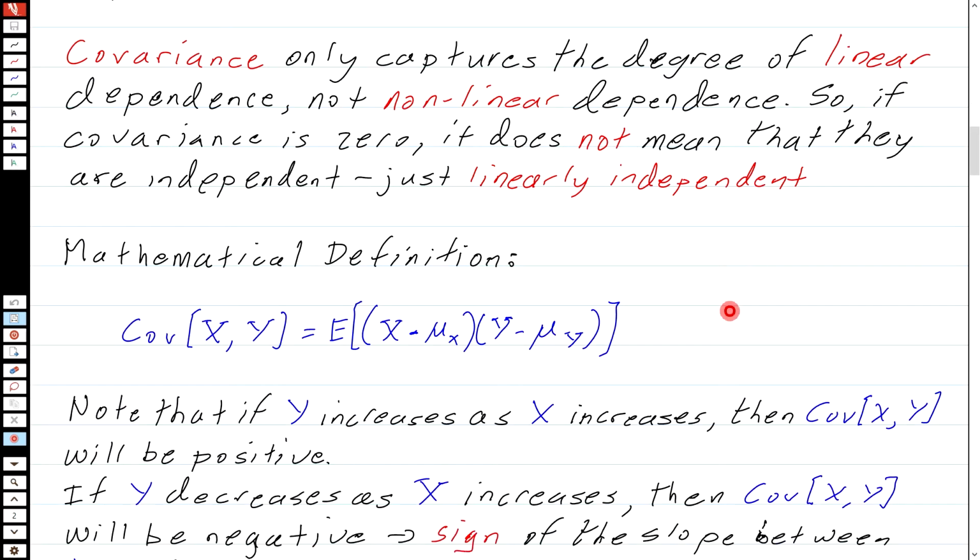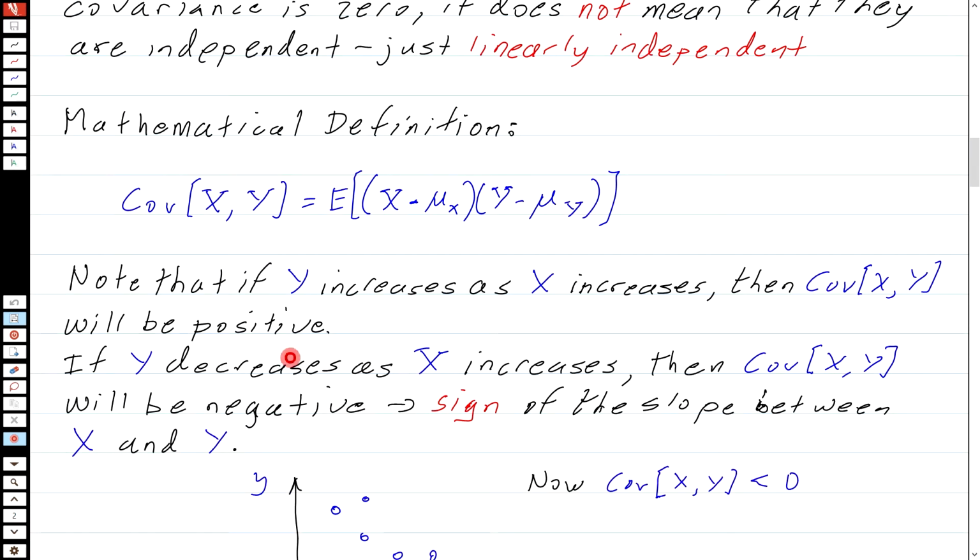Okay, so we're going to define covariance using the mathematical definition shown here. It's the expected value of x minus its mean times y minus its mean. And so we can see here, if y generally increases as x increases, then the covariance of x and y will be positive. In other words, if x is bigger than mu of x, then y will tend to be bigger than mu of y. So I've got a positive term times a positive term, which is positive. If x is smaller than mu of x, then this term tends to be negative, and y tends to also be smaller than mu of y, so this also tends to be negative, and a negative times a negative is positive.